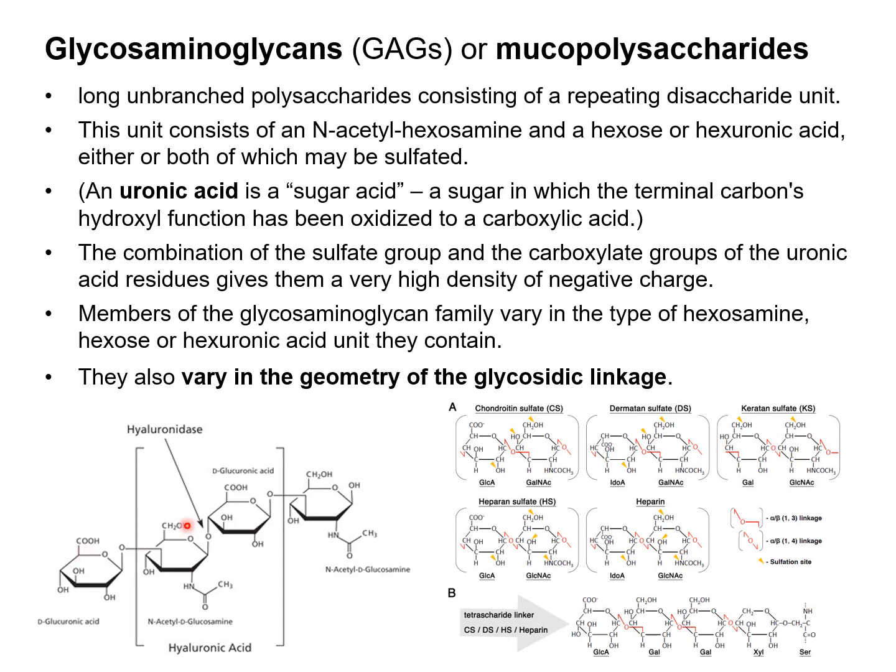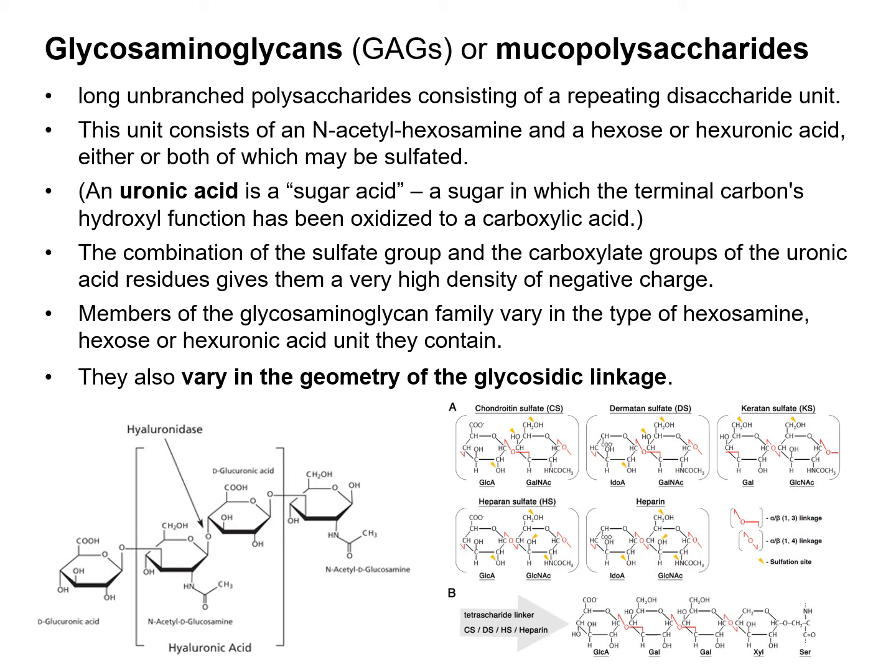And that means all these huge macromolecules will have negative charges, so it can actually work as a polar substance, interacting with the positively charged molecules. And members of the glycosaminoglycan family vary in the type of hexosamine. So these are examples of all different types of glycosaminoglycans.